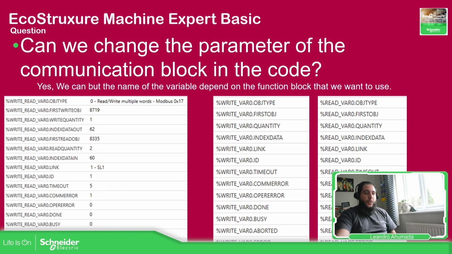So we have seen how we can communicate to a slave device via Modbus Serial using the communication blocks. Now what we're going to do in the next video is to see how we can communicate with the same device, but instead of using the function blocks, using the IO scanner functionality.